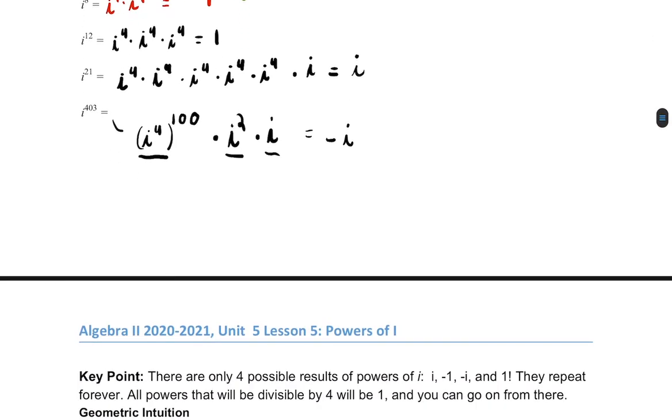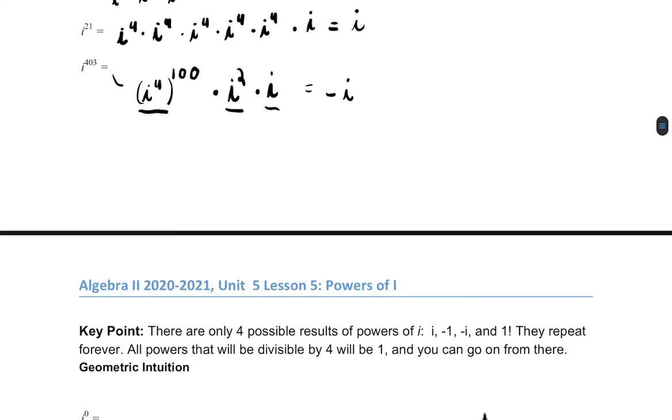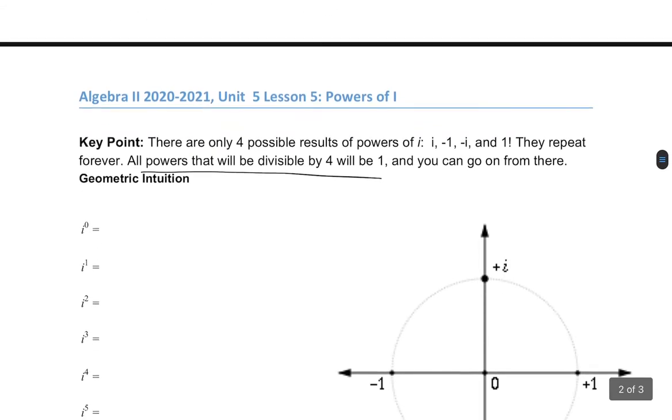Okay, so that's the key point here. There are only 4 possible powers of i: 1, i, -1, and -i. They repeat over and over and over again, and any power that's divisible by 4 will be 1. And you can go from there.